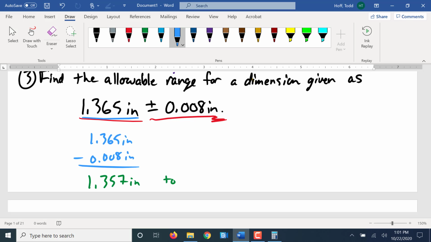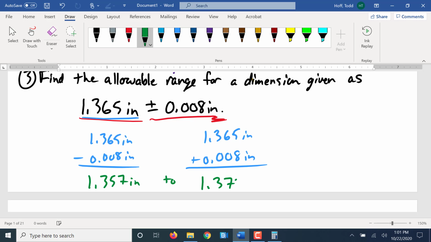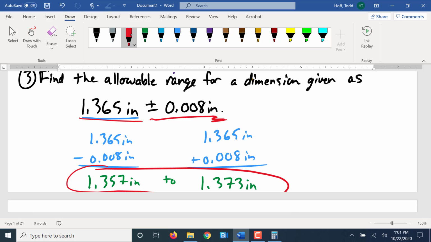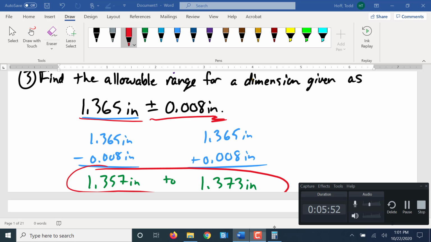Up to the maximum would be that desired value of 1.365 inches plus that allowance of 0.08 of an inch. Gives us 1.373 inches. So the allowable range here is 1.357 inches to 1.373 inches.